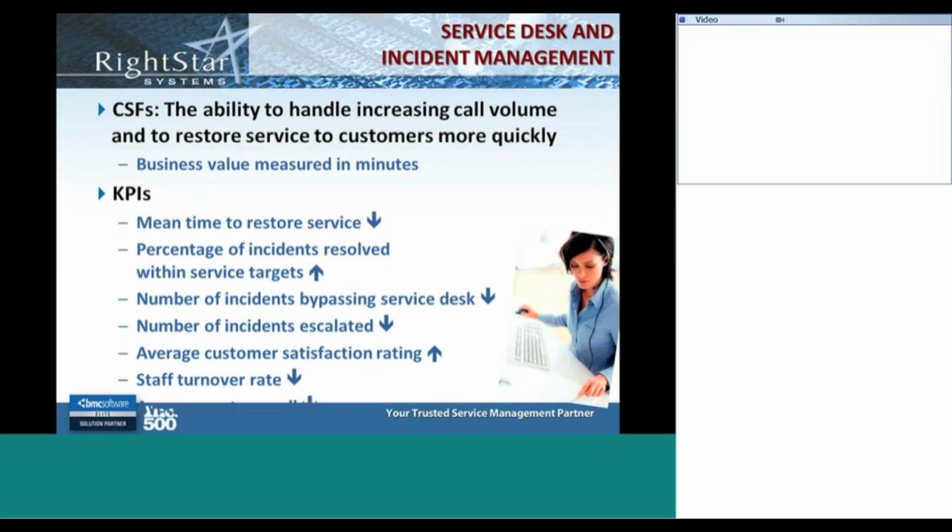For the service desk and incident management, if we know, for example, that we've just acquired another organization, we may be looking at increasing call volume, and how do we handle that? Business value here is measured in minutes, so we want to be sure that we are resolving our incidents within our service targets. We want to make sure that even some of our qualitative measurements, like customer satisfaction, will go up.